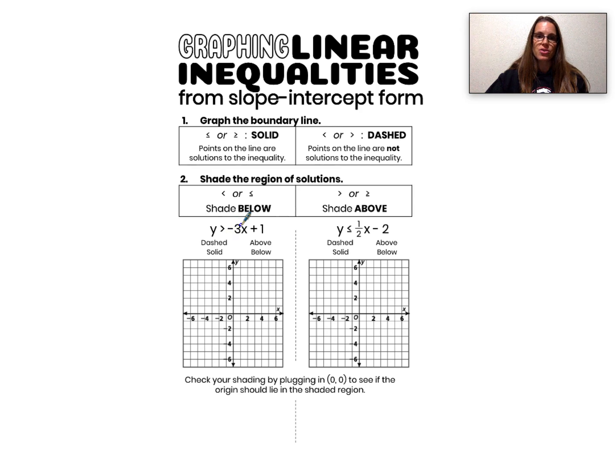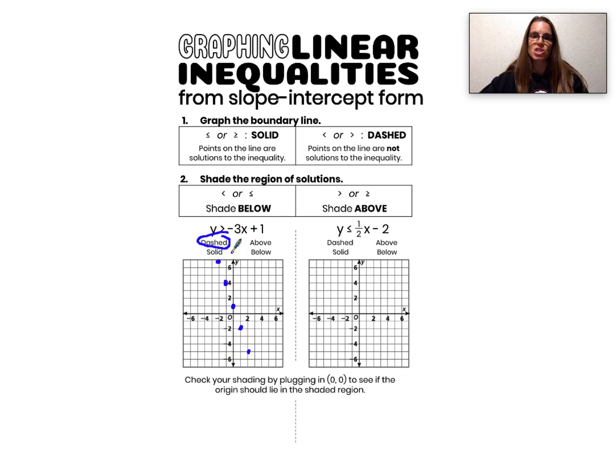So y is greater than negative 3x plus 1. I have to determine before I graph the boundary line whether it should be dashed or solid. Since there's no equal sign, points on the line are not solutions, so it should be dashed. Once I've decided that, I can go ahead and graph my boundary line, y equals negative 3x plus 1. My y-intercept is 1, and then down 1, 2, 3 over 1. Down 1, 2, 3 over 1. This part is just like graphing a linear equation.